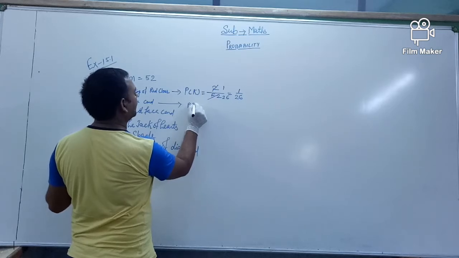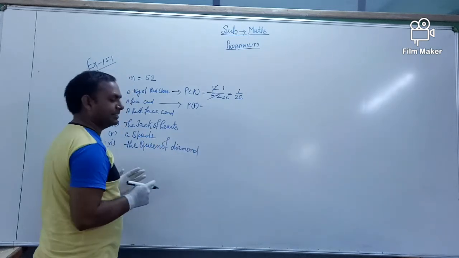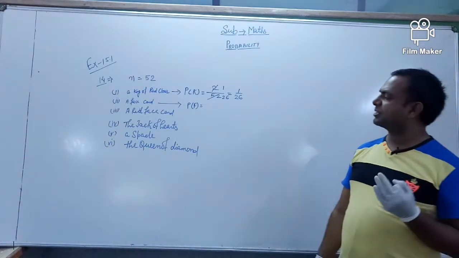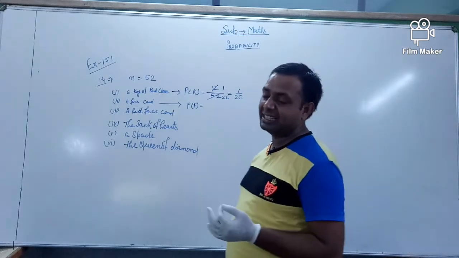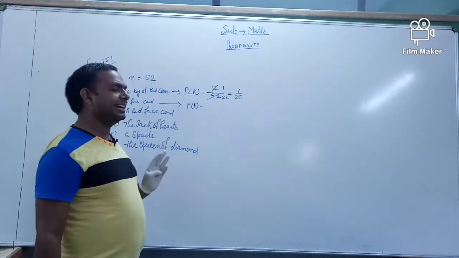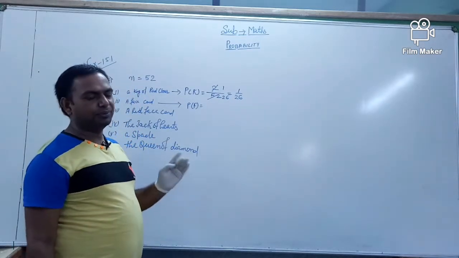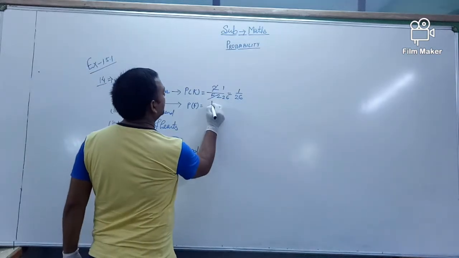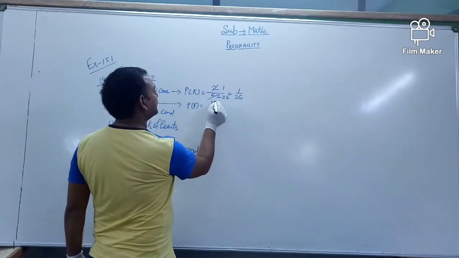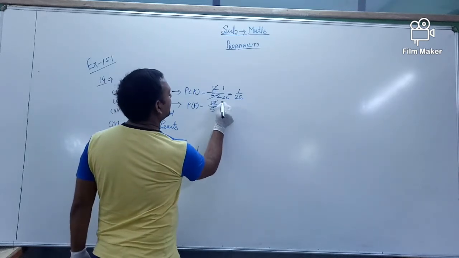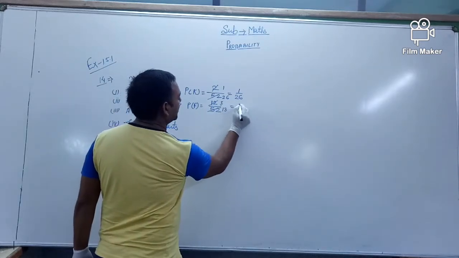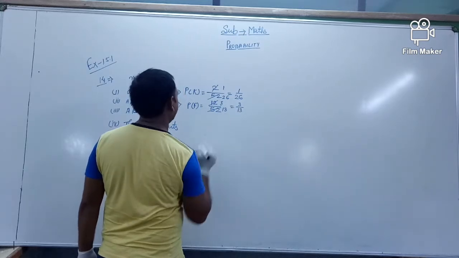Second, a face card. Probability of F. Face card means jack, queen, king. 3 types of cards are face cards. In each case there are 4 cards. So 4 3s are 12: 4 jacks, 4 kings and 4 queens. So this is equal to 12 upon 52. Therefore divide by 4. 4 3s are 12 and 13 4s are 52. So this is equal to 3 upon 13.